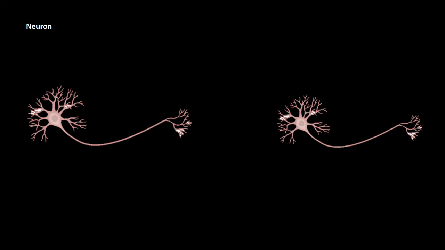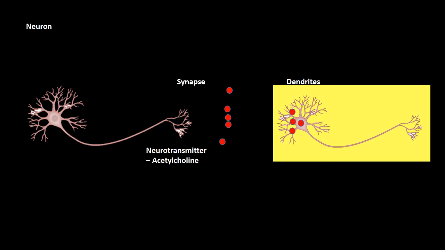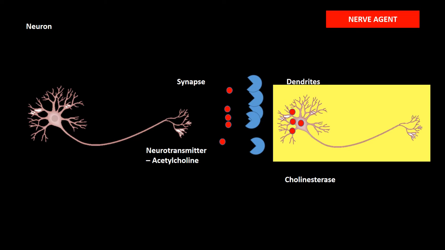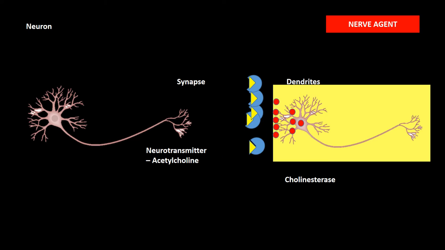So if we reset the nervous system here: synapse, dendrite, acetylcholine is released, triggers the nerve, it has its action. We've got our cholinesterase coming to neutralize the remaining acetylcholine. But what happens? We got poisoned by a nerve agent. A nerve agent is going to bind to all that cholinesterase, so that cholinesterase cannot neutralize this acetylcholine. So what's going to happen? We're going to get bombarded by acetylcholine, and when our nerve gets bombarded by acetylcholine, it's just going to keep firing and firing.